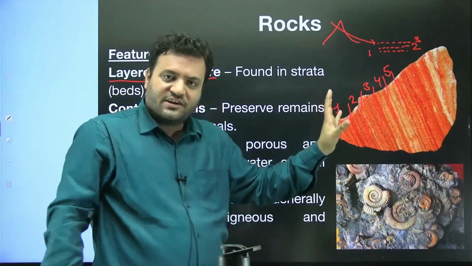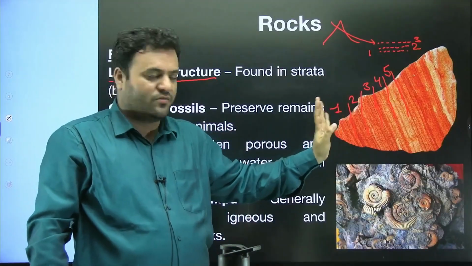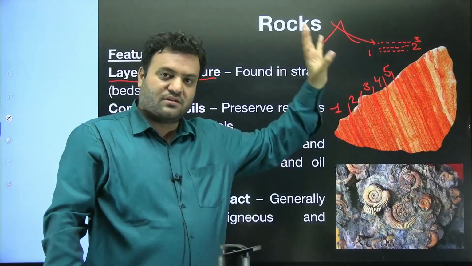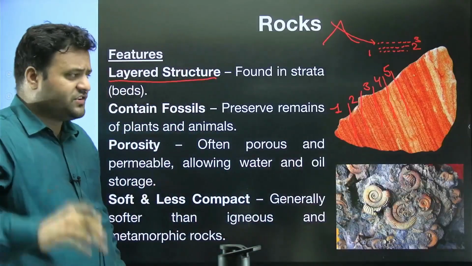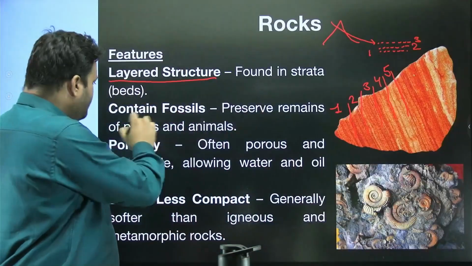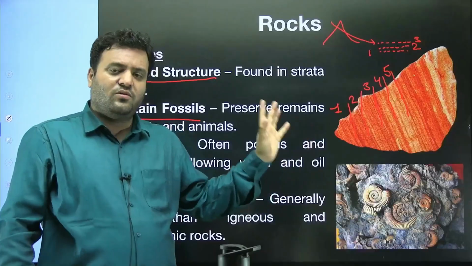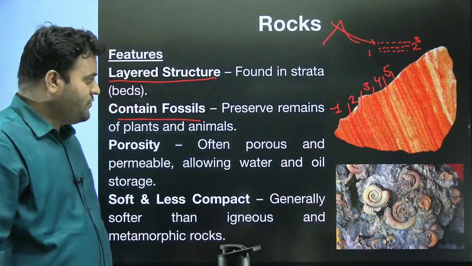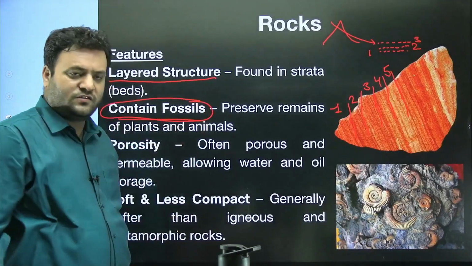So the contrasting difference between igneous rock and sedimentary rock is what? Here we have a layer-wise structure, but in igneous rock we have a uniform, homogeneous structure. And I told you, especially with respect to these sedimentary rocks, we can find a trace of life. Yes, fossils are found in these kinds of rocks.